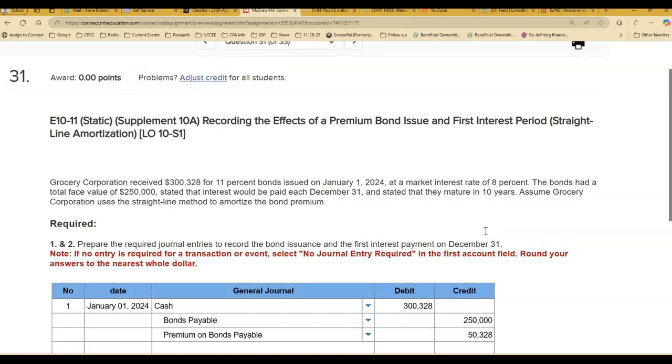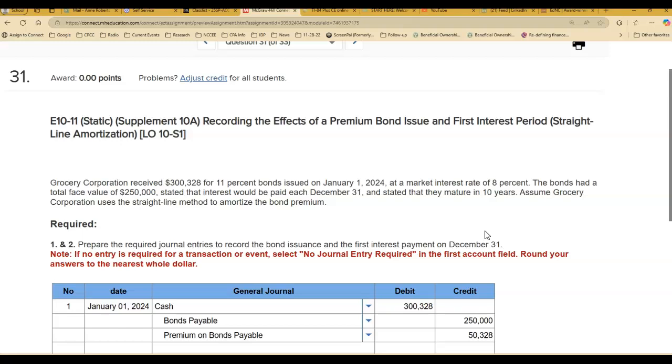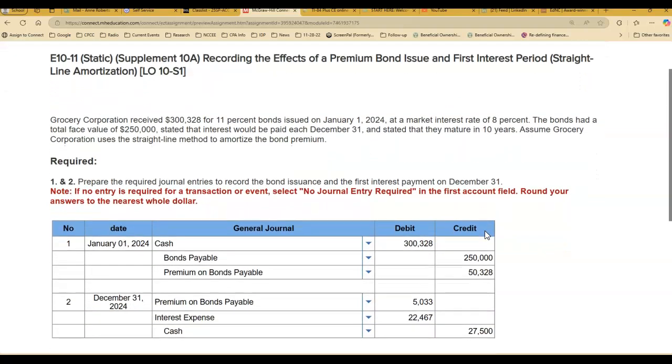So when we issued at the premium, again, we received the total amount of the $300,328. Bonds payable goes on the books at $250,000, face value, every time. Then, in this particular case, we've got the premium. So on the day that we issue the bonds, the carrying value is higher than the face value. Now watch what happens. When we make that interest payment, remember the cash amount of that interest payment is simply the interest rate times face value.